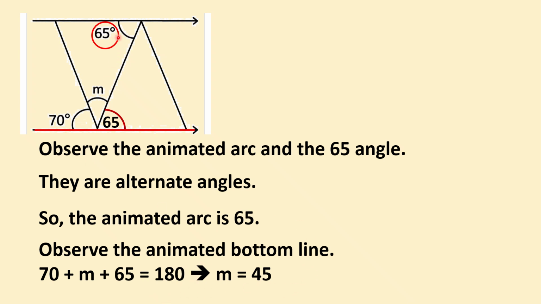So first we used alternate angles are equal, and then we are using, if you have a straight line, then the sum of these angles must be a straight angle, that is 180. So 70 plus m plus 65 equal to 180, or m equal to 45. Basic principles using alternate angles equal and the sum of these angles forming a straight angle.